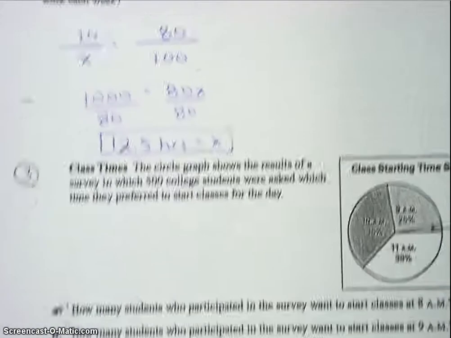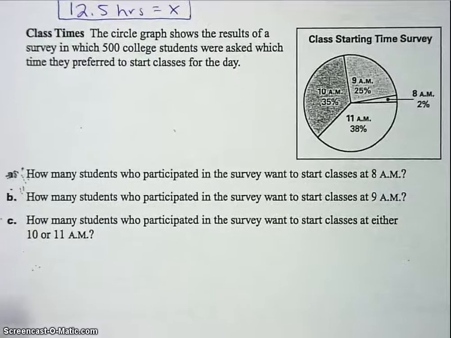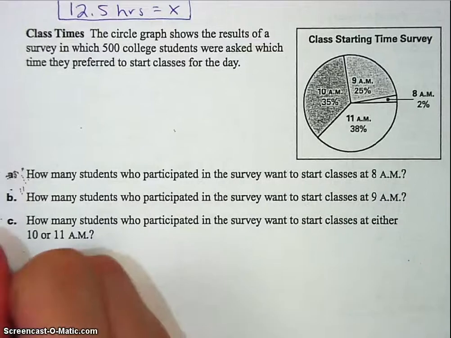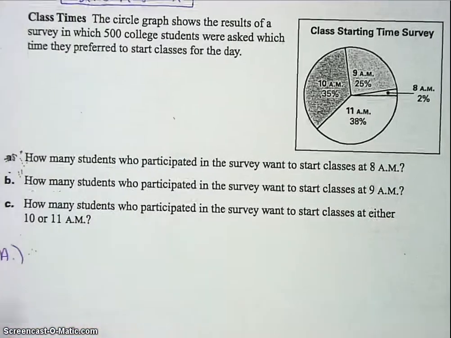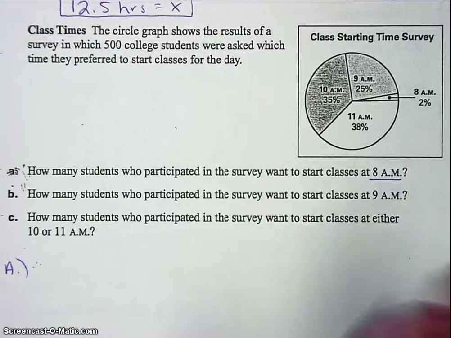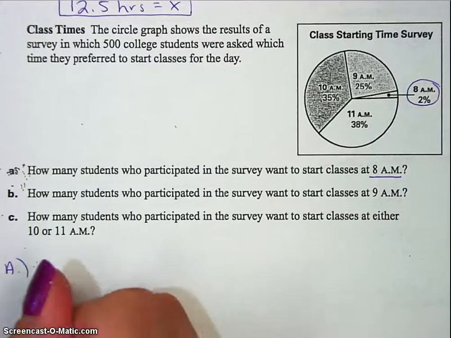Alright, let's look at number 3. It says the circle graph shows the results of a survey in which 500 college students were asked which time they preferred to start classes for the day. So they give us our information. A says how many students who participated in this survey want to start classes at 8 a.m. So I'm looking up here, 8 a.m. is 2%. So I know I have a percentage.